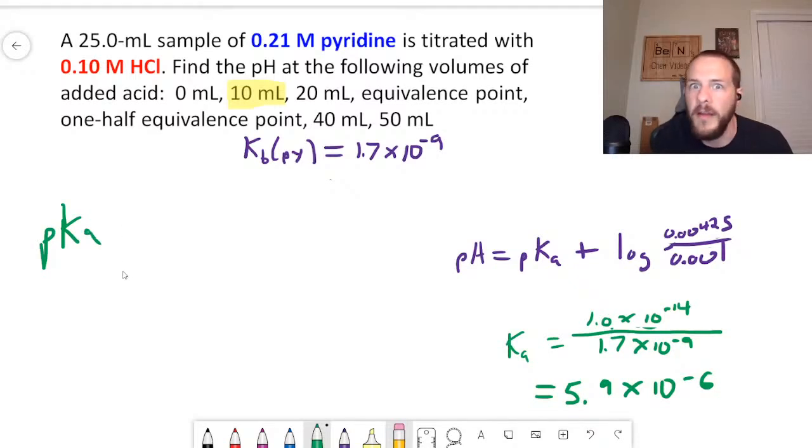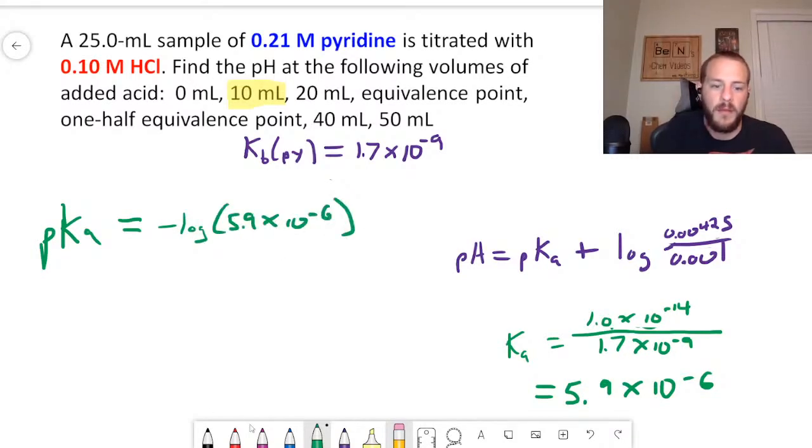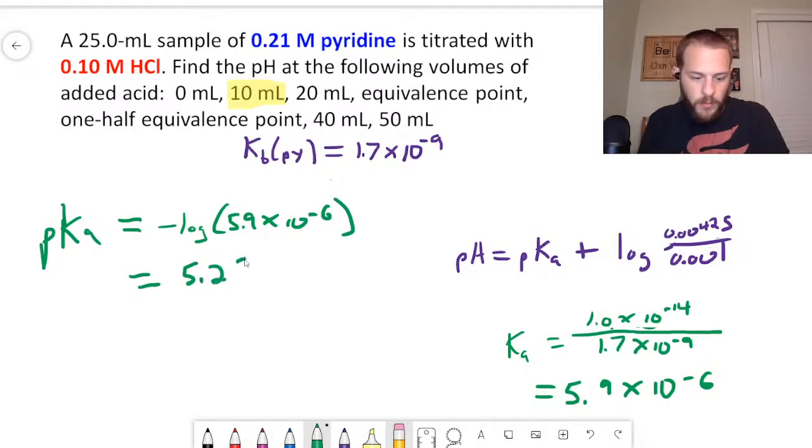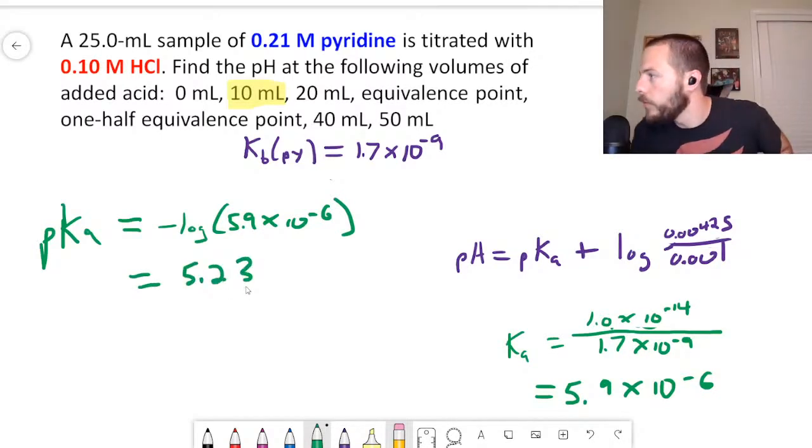Earlier, I said the p of anything is just the negative logarithm of that thing, right? So the pKa is going to be the negative log of Ka. So that's negative log of 5.9 times 10 to the minus 6. Calculate that. I got 5.23. That's the pKa, right?